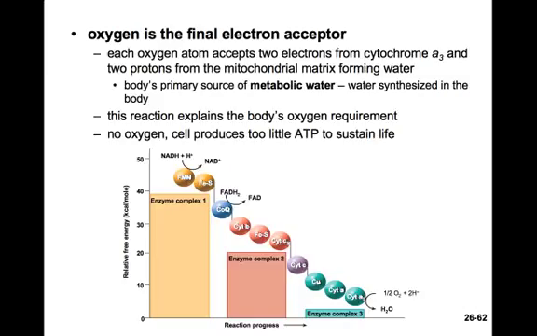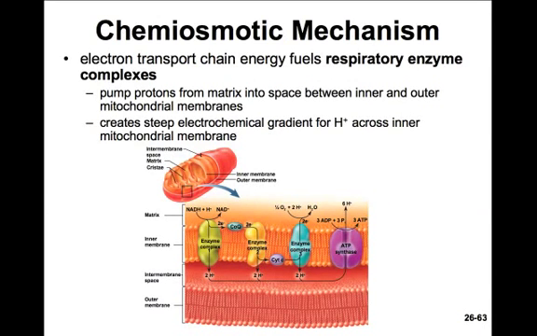This is the body's primary source of metabolic water. That's the water that's synthesized in the body rather than consumed. And it explains why our body absolutely requires oxygen. If there's no oxygen, the cell can produce too little ATP to even sustain life. So now the question is, how is the ATP actually produced? And it comes through this chemiosmotic mechanism.